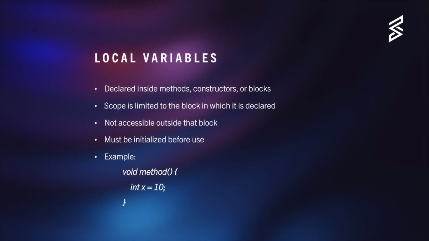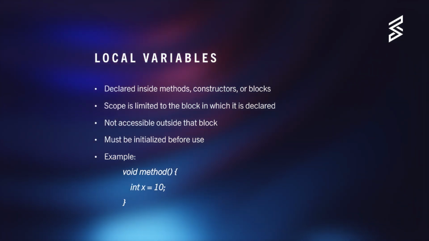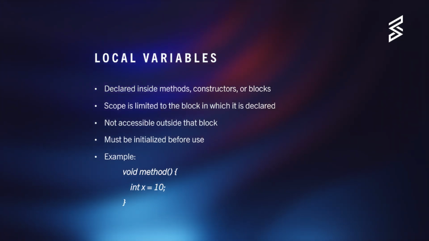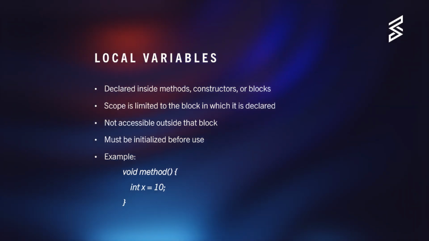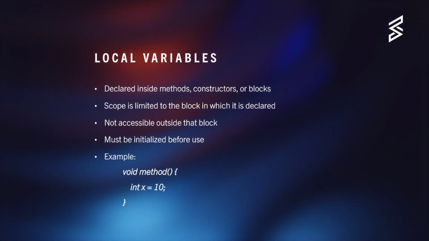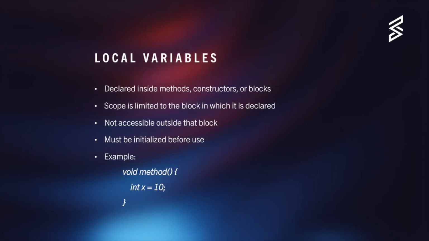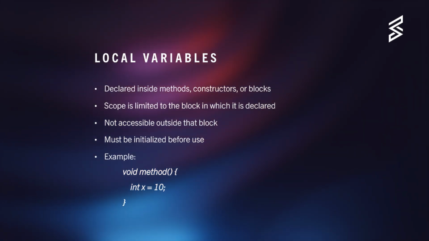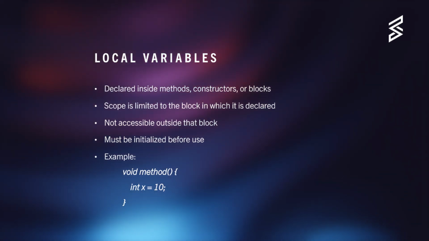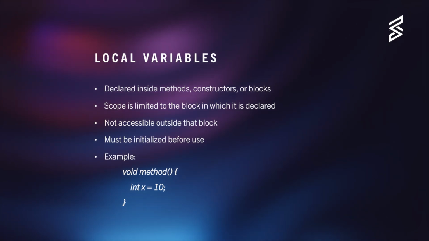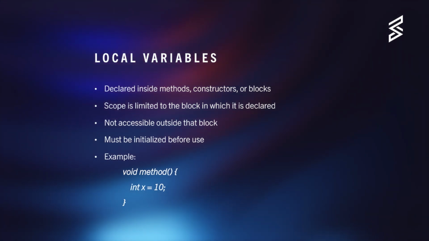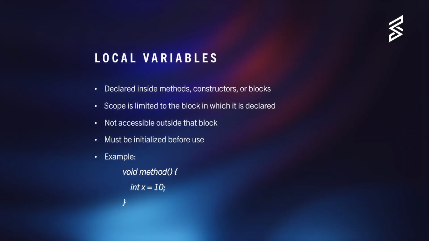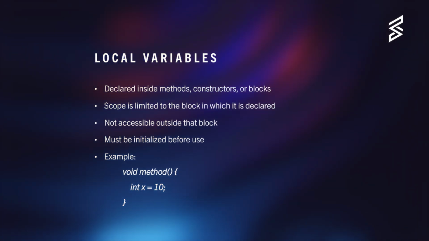Local variables. Local variables are declared inside a method. Here in the example, consider a method which contains one variable, int x equals 10. Here x is only accessible within that method. Once the method ends, x is gone. Also, if you forget to initialize x, Java will complain, as there is no default value for local variables.